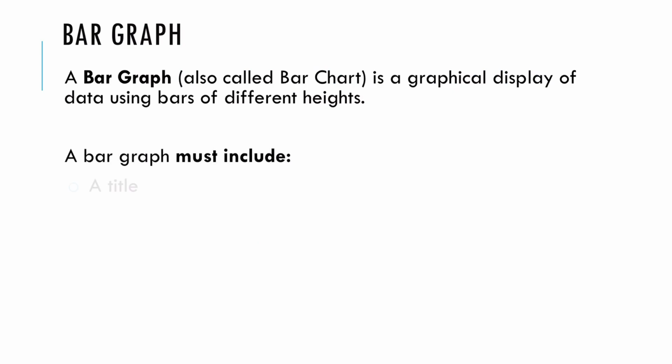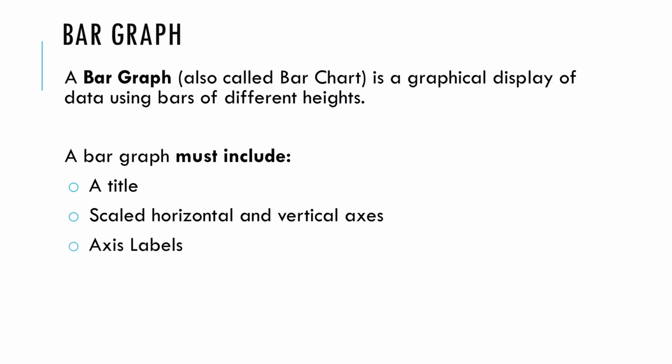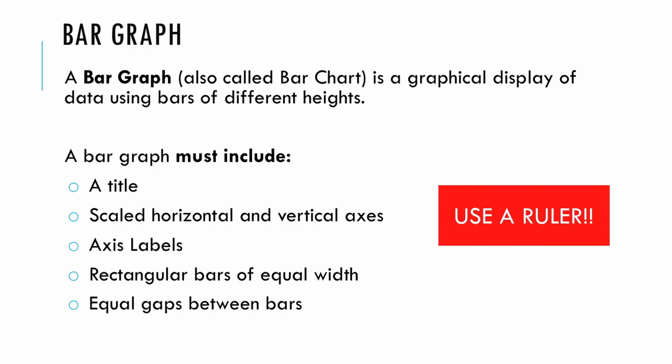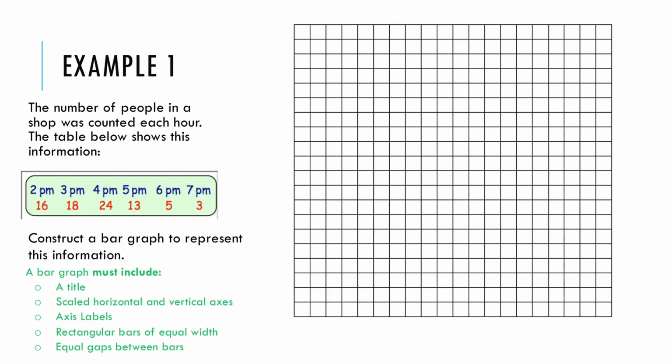A bar graph must include a title, scaled horizontal and vertical axes, axis labels, rectangular bars of equal width, and equal gaps between the bars, okay? Also, so important when you're drawing charts and graphs, you must always use a ruler, so you do not do it freehand, and you use the lines in your jotter or on your graph paper to make sure that everything is nice and neat. Okay, so let's look at an example.